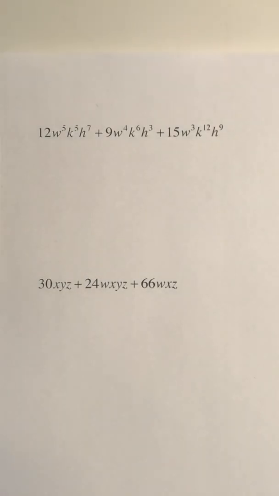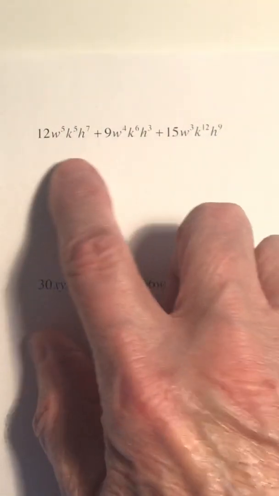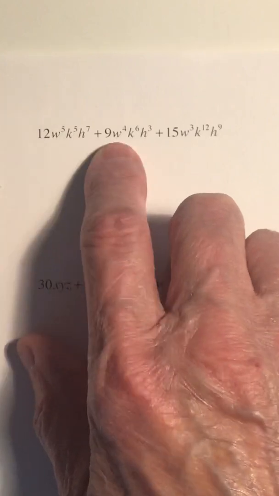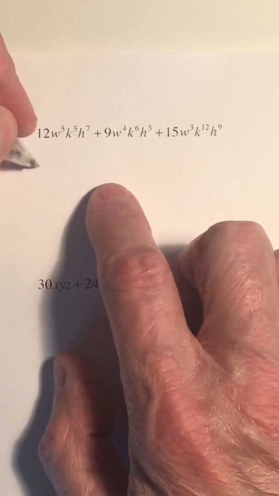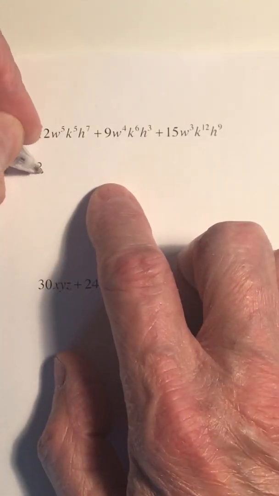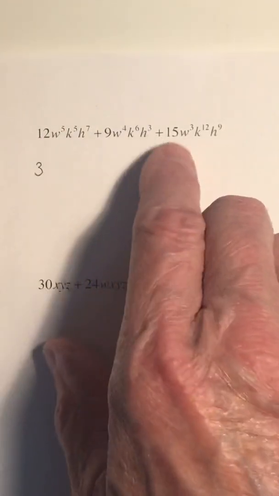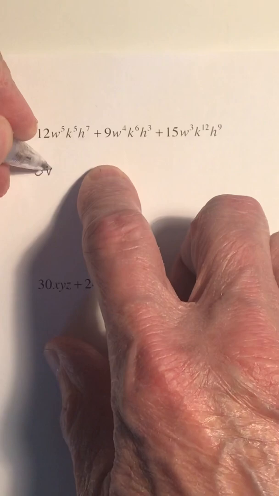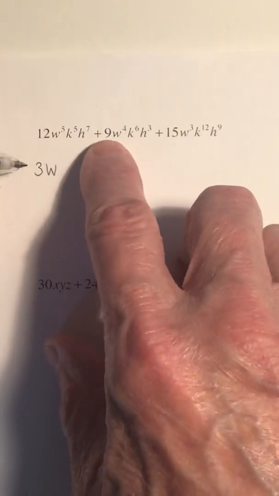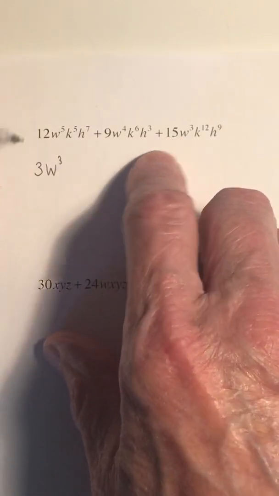Page 3 now, and we've got three terms here: 12, 9, and 15. I think 3 is as large as we can go. And we've got W, W, W. You've got W in all three terms. What's the smallest power? W to the third.